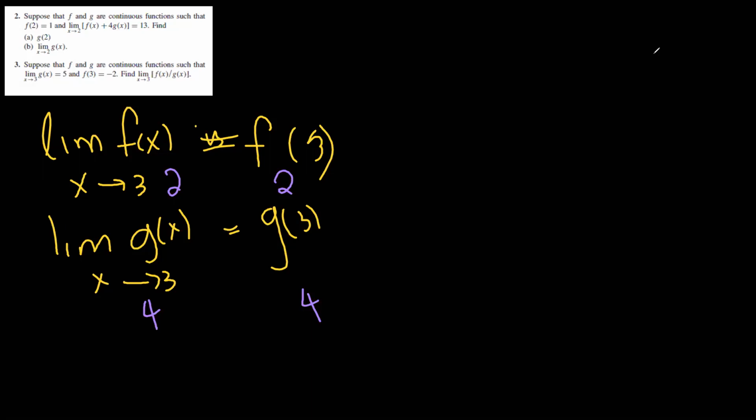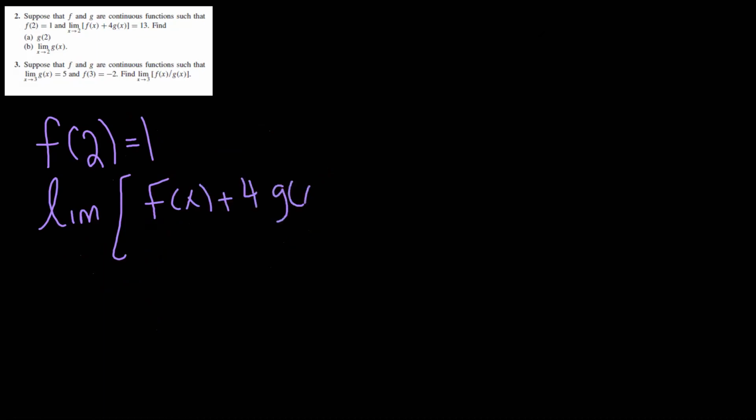Now, in number 2 here, suppose that f and g are continuous functions, such that f of 2 is equal to 1, and the limit of f of x plus 4g of x is equal to 13. So he told me that f of 2 is equal to 1, and the limit of f of x plus 4g of x is equal to 13. He wants me now to find g of 2, and the limit of g of x when x approaches 2. Who can give me the idea here? How can I solve it?